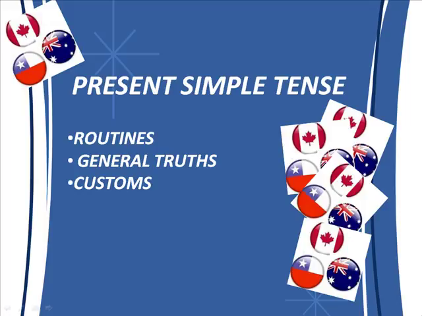First, we're gonna start with the present simple tense. You use this tense for routines, general truths, or customs. You can use it to describe situations and facts.